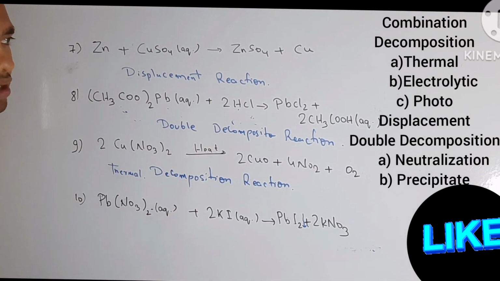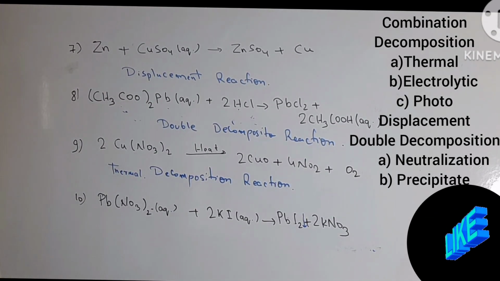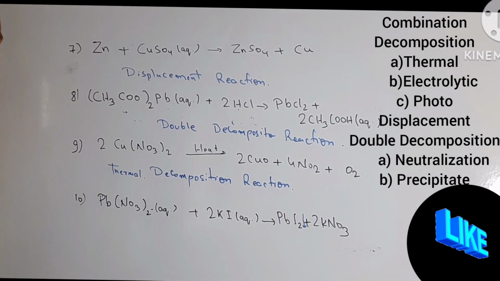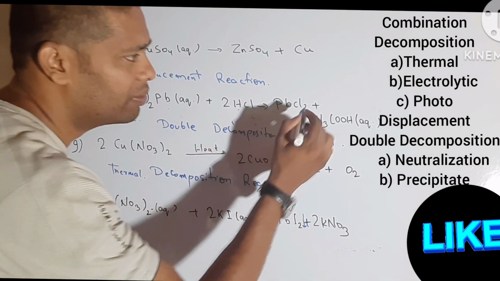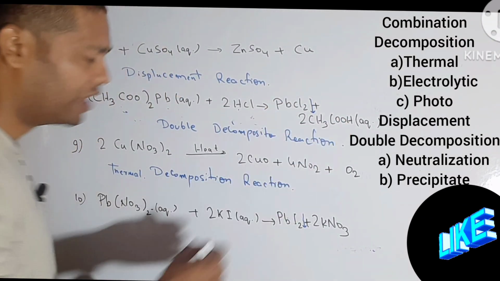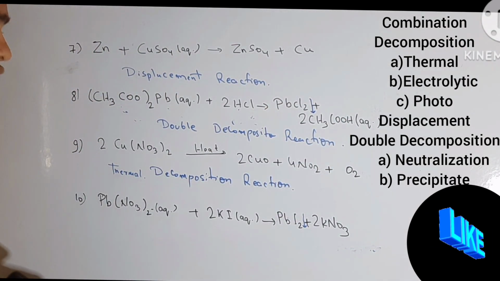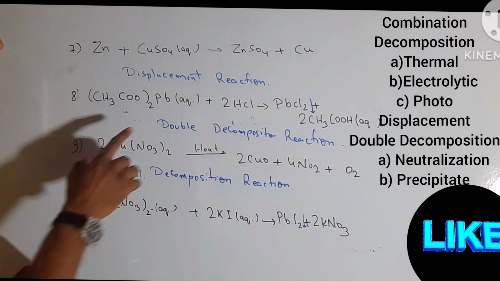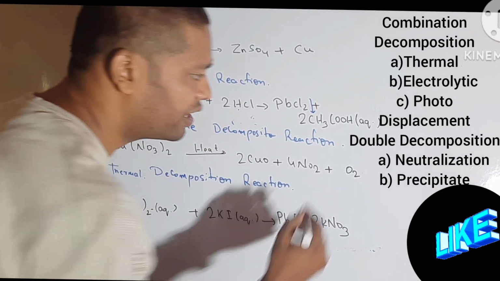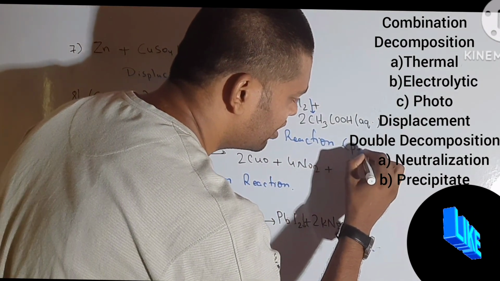But we don't have the precipitate mark, no arrow is there. Sometimes they will not give you the arrow. You have to identify which one is an insoluble salt. This is an insoluble salt. They have not given the arrow, so you have to identify that one. So with respect to that, in double decomposition, it's a precipitate reaction.